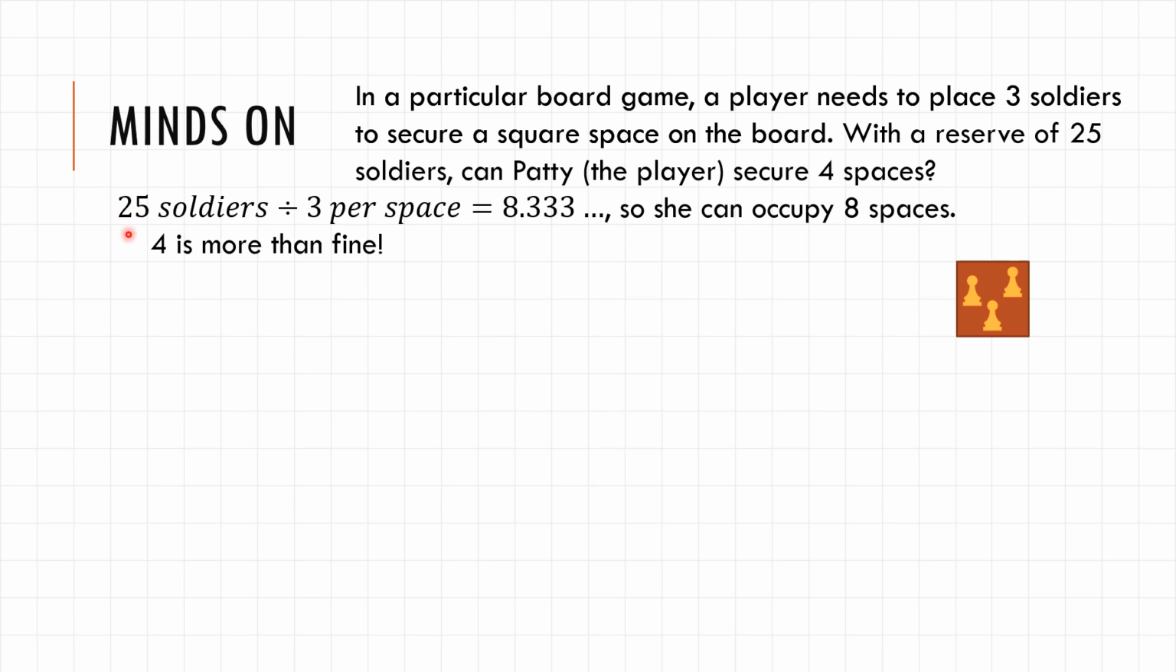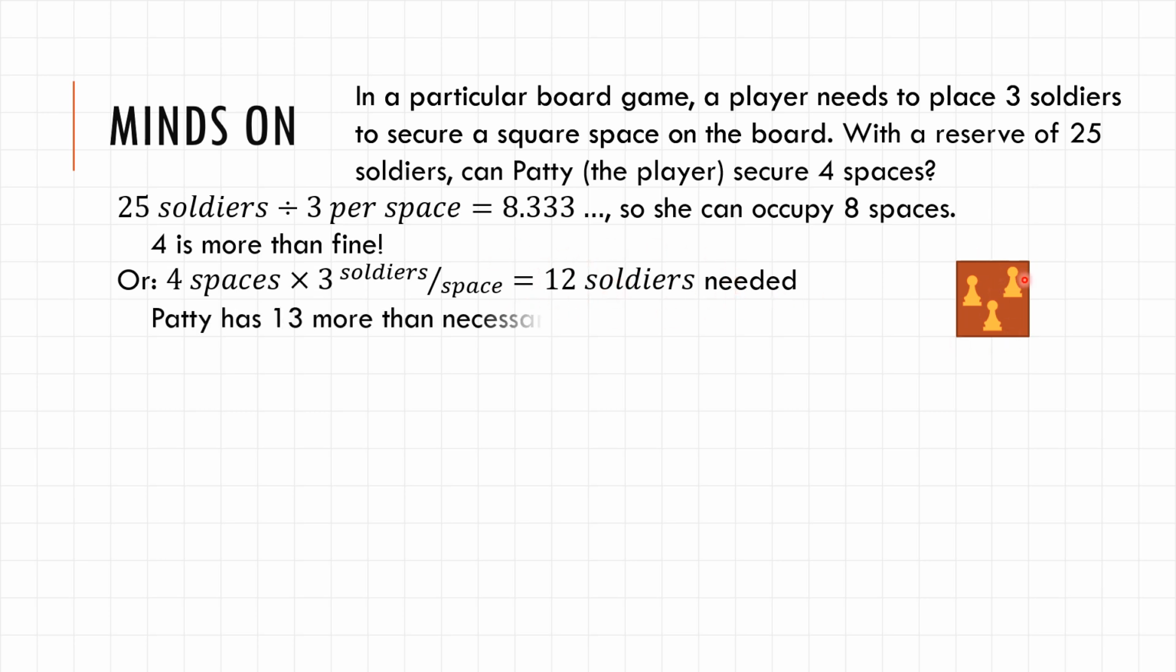Another way to think about this is 4 spaces that she wants to occupy times 3 soldiers per space means that she needs 12 soldiers to occupy 4 spaces. And of course, she has 25. So she has 13 soldiers more than she needs to occupy those 4 spaces.